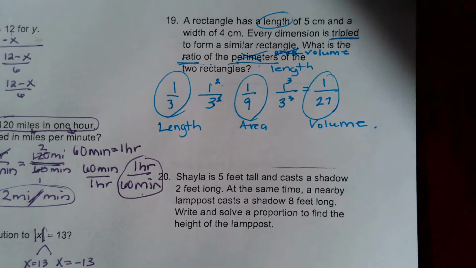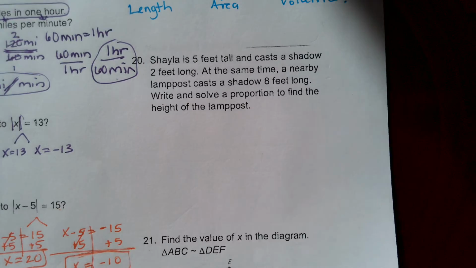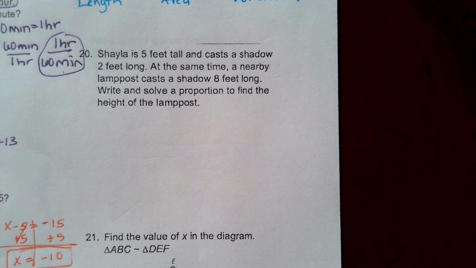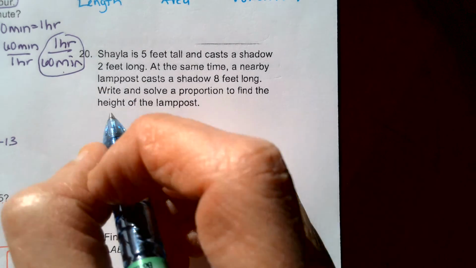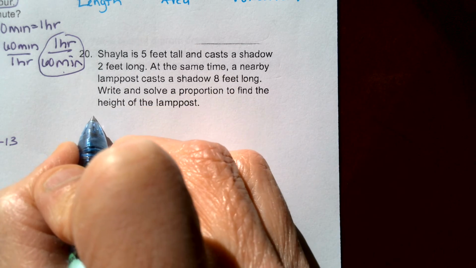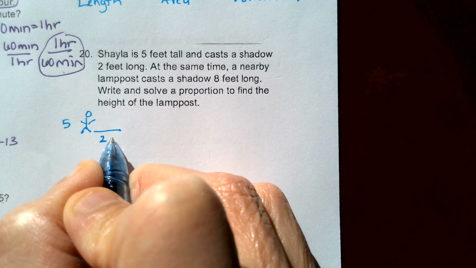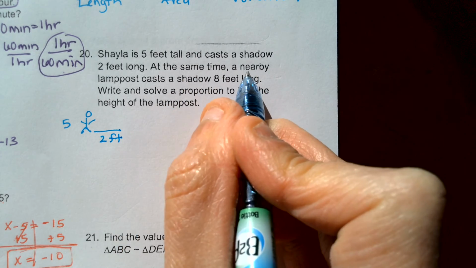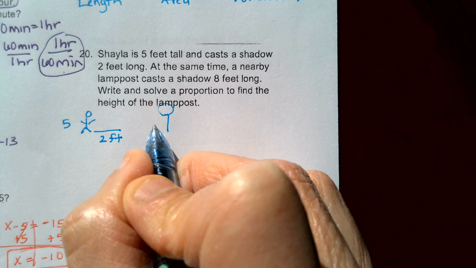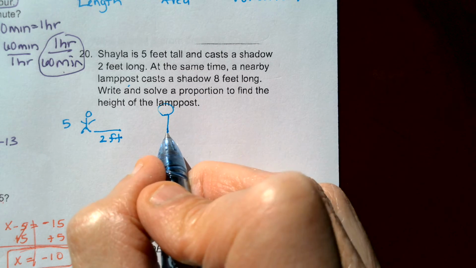All right, shadows, one of my favorites. Getting a shadow here, see that? Ha! That's funny, getting a shadow on my shadows problem. Okay, so Shayla is 5 feet tall and casts a shadow 2 feet long. So here she is, 5 feet, shadow, 2 feet. At the same time, a nearby lamppost casts a shadow. It didn't tell me how tall the lamppost was. Cast a shadow of 8 feet.